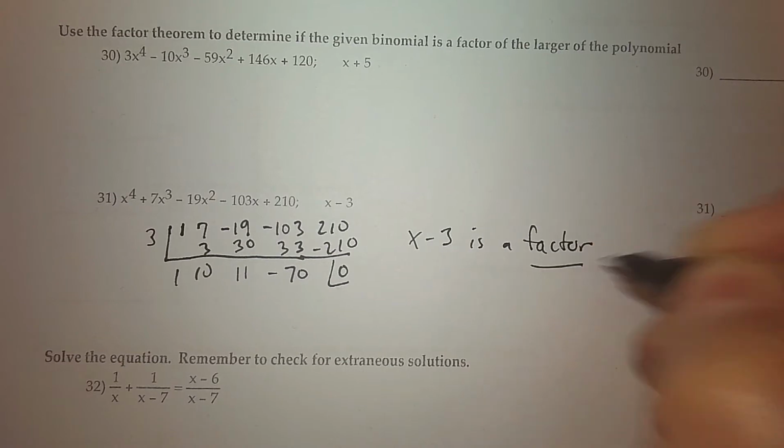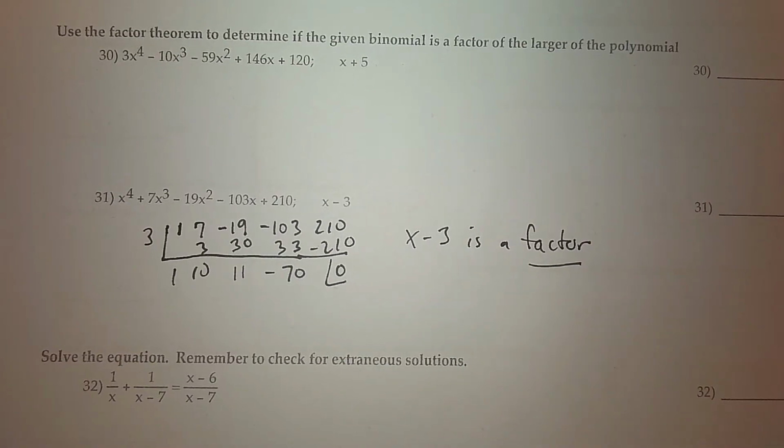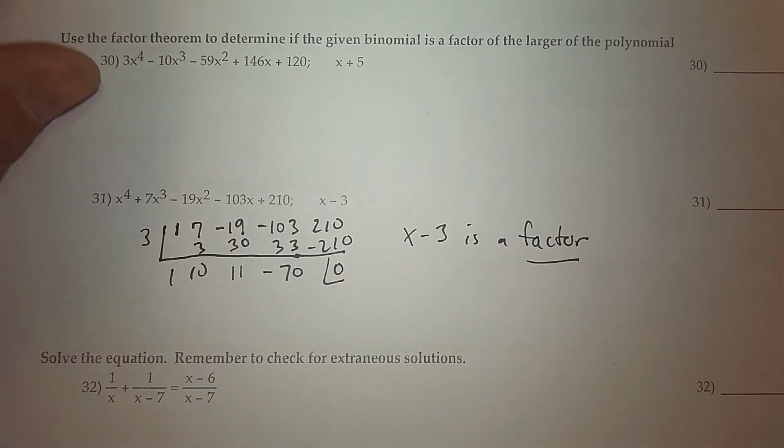And why is it a factor? Because the 0 gives you a remainder of 0. Yes? That's the factor theorem. All right, on to 33.